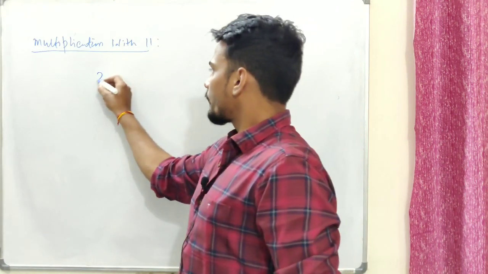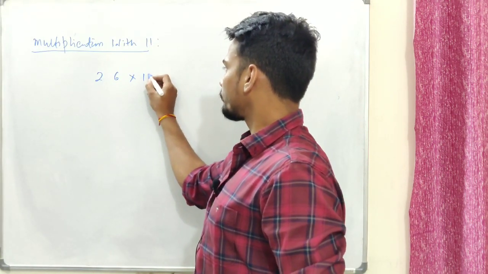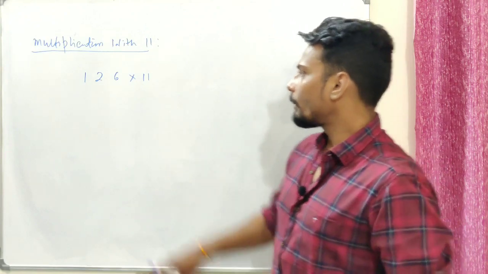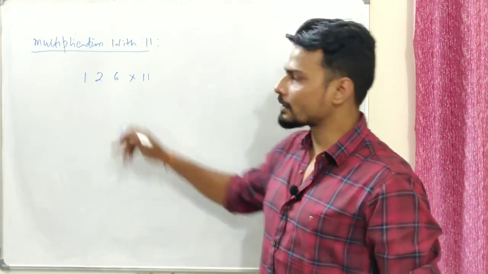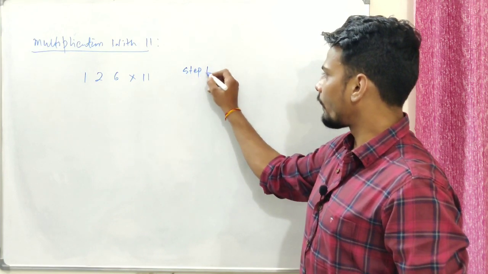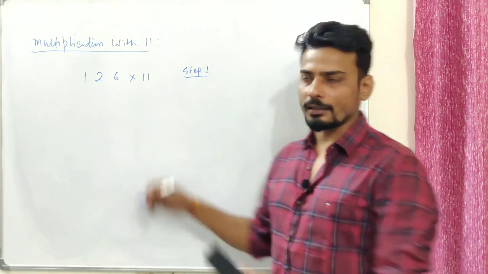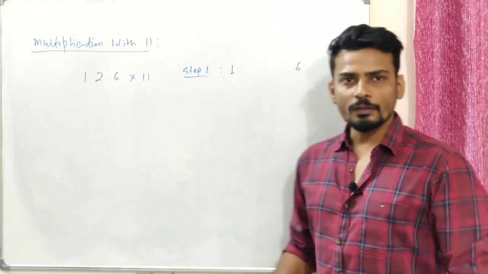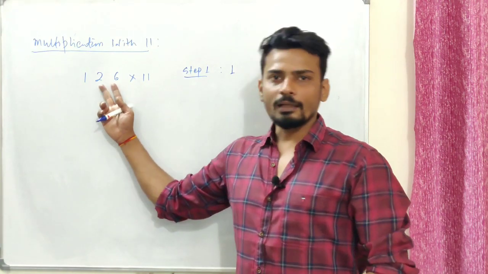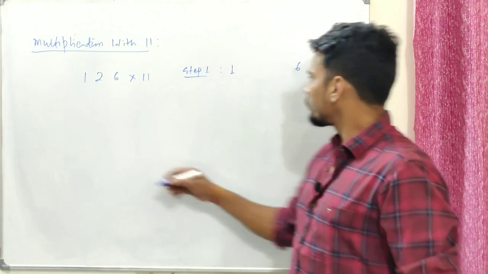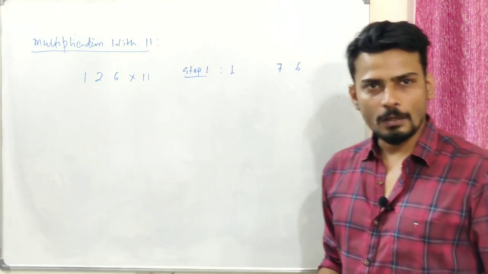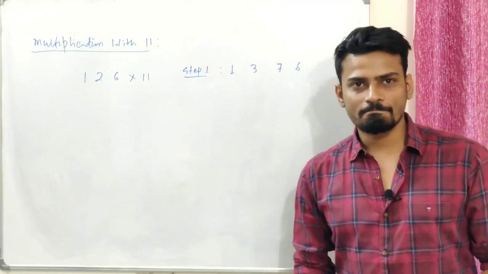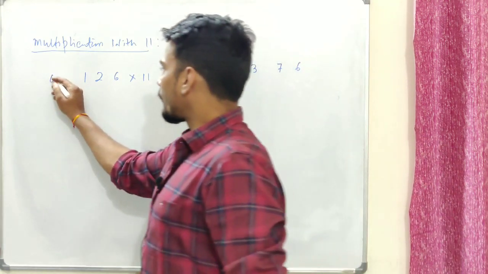Let us first understand the basic principle of that. If I multiply, let's say, 126 times 11, what I need to do first of all is put these numbers on the extreme ends, that is 1 and 6. Step 1: I'm going to put this 1 and 6 at the extreme ends. Step 2 involves taking the pair of the numbers and adding them up. So 6 plus 2, that's going to be 7. I'll be writing it here. All clear? Then the next pair, 1 plus 2, 3. I'll be writing it here, and we are done with that.